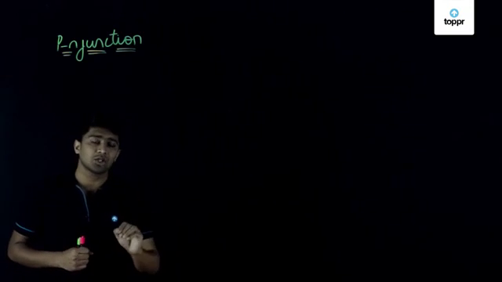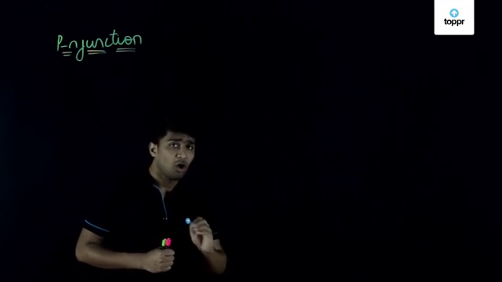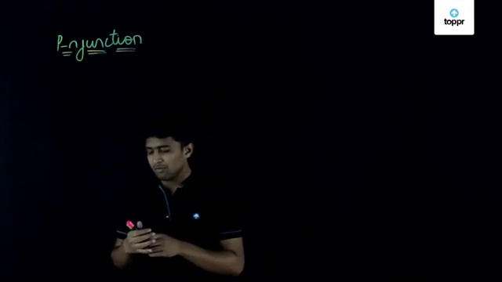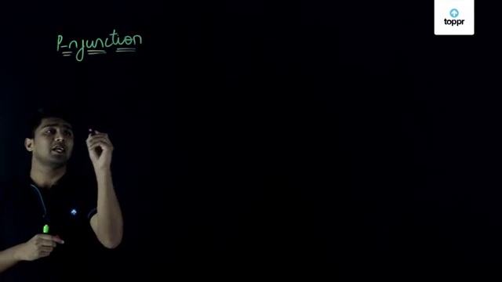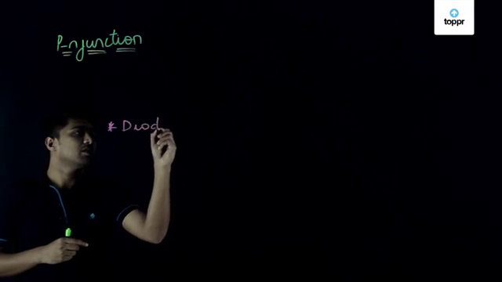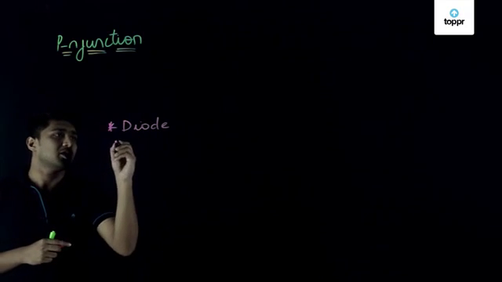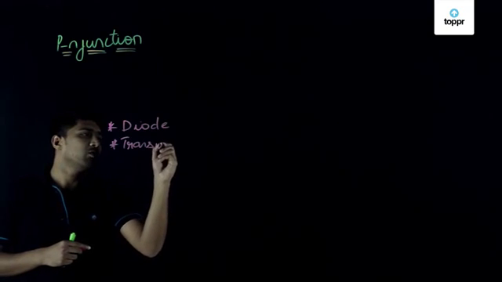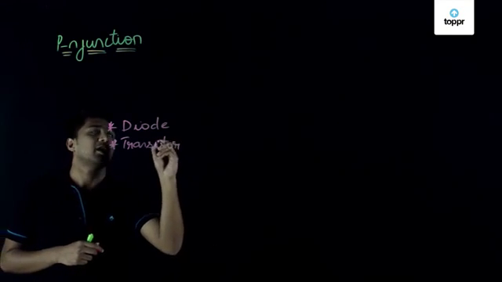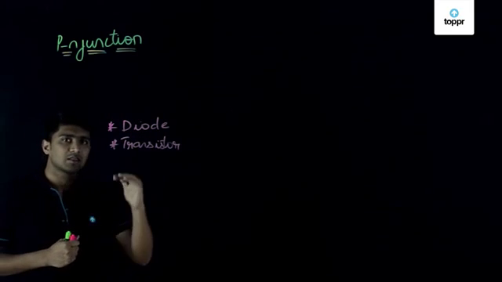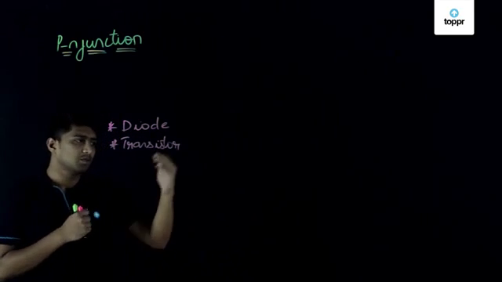The p-n junction is the basic building block of any semiconductor devices which we are making. Right? For example, if we want to build a diode, the basic building block is a p-n junction. Then a transistor, there also the basic building block is what? It's nothing but a p-n junction. So about the diode and transistor you will be learning as this chapter moves ahead.